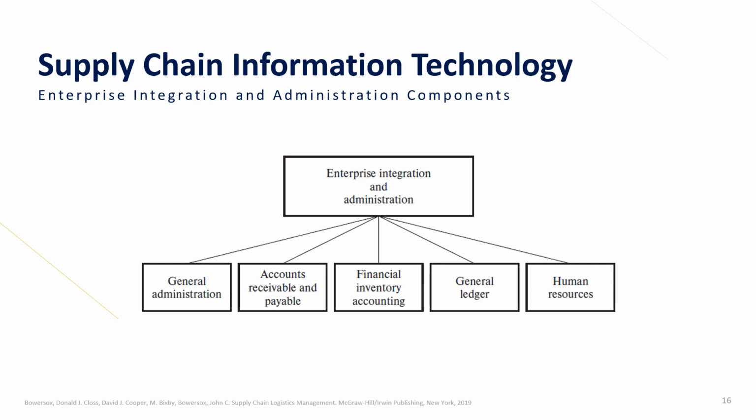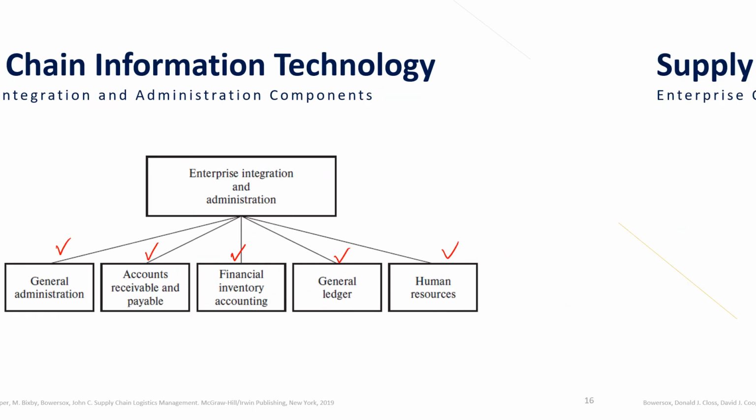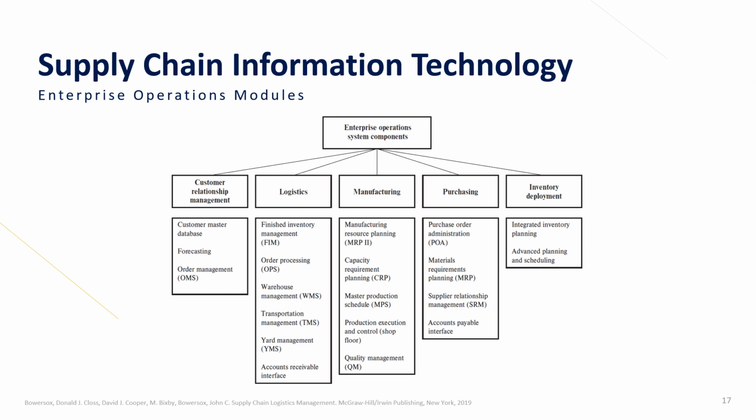here we can see the illustration of the major enterprise integration and administration components, which typically consist of the general administration system, accounts receivable, accounts payable, financial, inventory and accounting, general ledger, and then human resources. Enterprise operation system components include the SCIS modules, which are required to support day-to-day supply chain operations. This figure illustrates the specific modules, including customer relationship, which may have several sets of functionalities like customer master database, forecasting, and then order management systems.